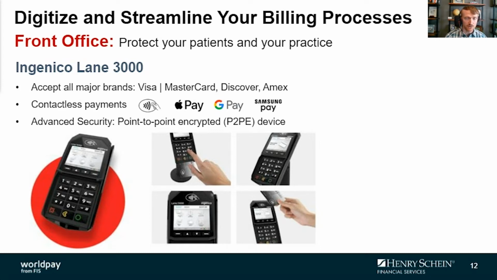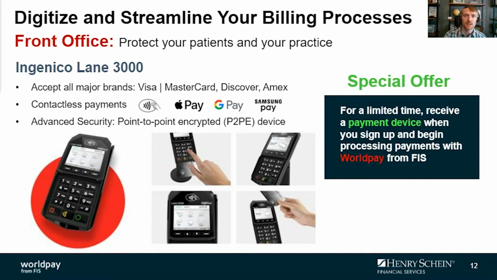One of the devices shown there, the Lane 3000, is enabled to have that functionality. Yes, we can obviously accept all the 4 major card brands. And as we touched on in the previous slide, it does have that point-to-point encrypted technology to help protect that data in flight. We are offering a special offer at the moment. On one of the last slides, I'll have our phone number to contact our sales team if you'd like more information about OmniFlex, where we are offering a free payment device upon signing up with Worldpay.